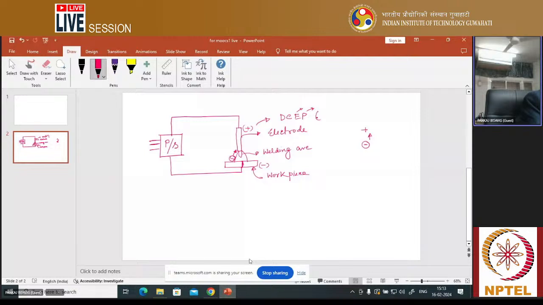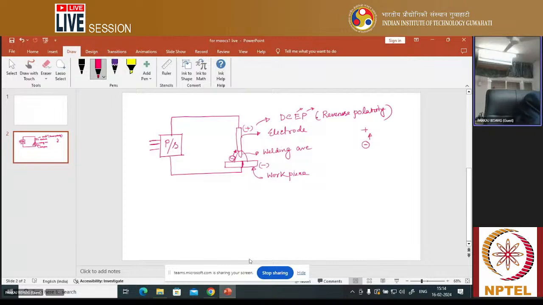So here in case of DCEP, as the direction of electron flow is toward the electrode, that's why DCEP polarity is called reverse polarity. Reverse polarity, always you should keep it in mind. I have already explained these things in detail in my slide, but since you have a query, that's why I am discussing it here. So here you see the electron is moving opposite to the direction of the arc. That's why it is called reverse polarity.